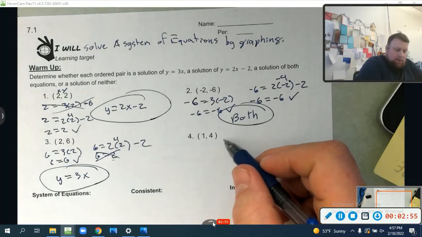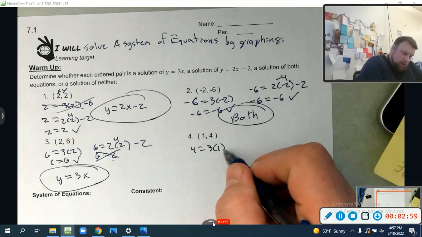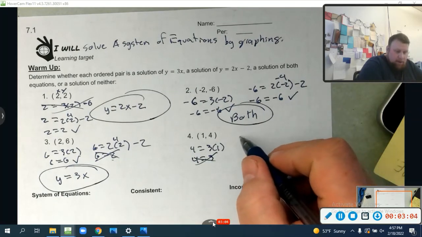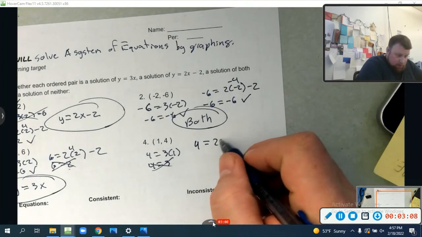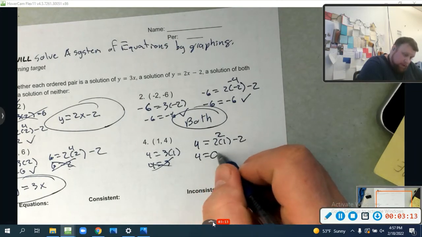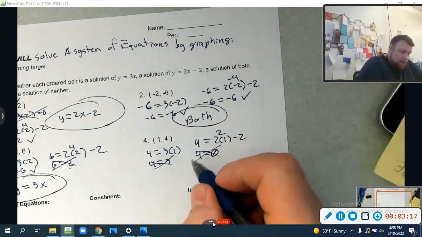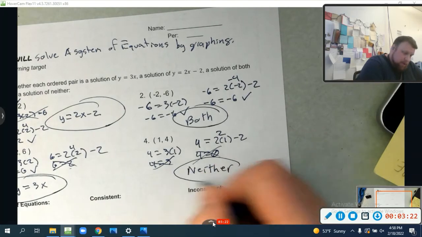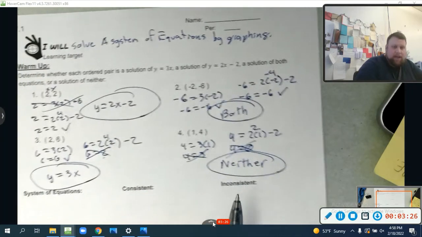And then last but not least, 4 equals 3 times 1. Well, clearly not. 4 does not equal 3. That doesn't work. Let's try the last one. 4 equals 2 times 1 minus 2. Well, 2 minus 2 is 0. 4 does not equal 0. So this is neither. Looks like we have one of each: a y equals 2x minus 2, a both, a y equals 3x, and a neither.